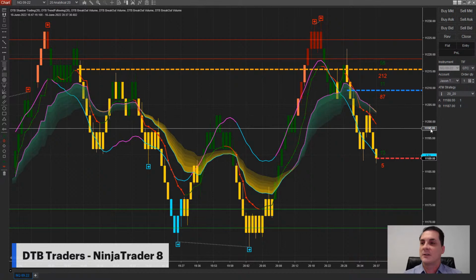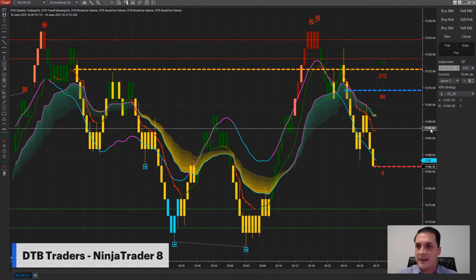This is what the chart looks like, and we'll go into how that is set up as well as how to trade it. So there's been a lot of questions recently about how to trade it specifically, what to look out for, and even just how to set it up. So we'll be looking at that now.